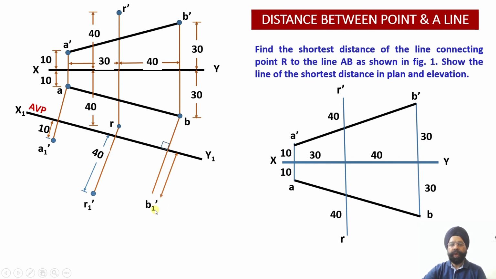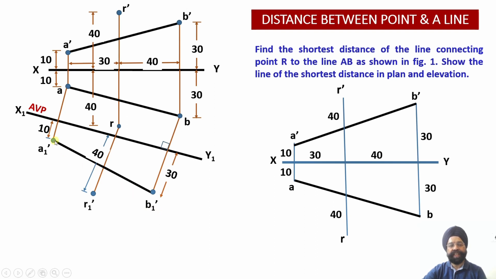So now the coordinate location of B1 dash, that is the auxiliary elevation, we are going to obtain 30 millimeter above the plane x1 y1. Now once we obtain these 3 points, we can join A1 dash with B1 dash.